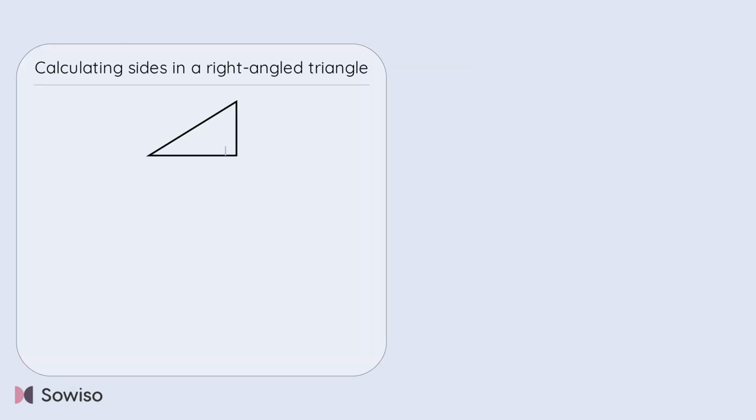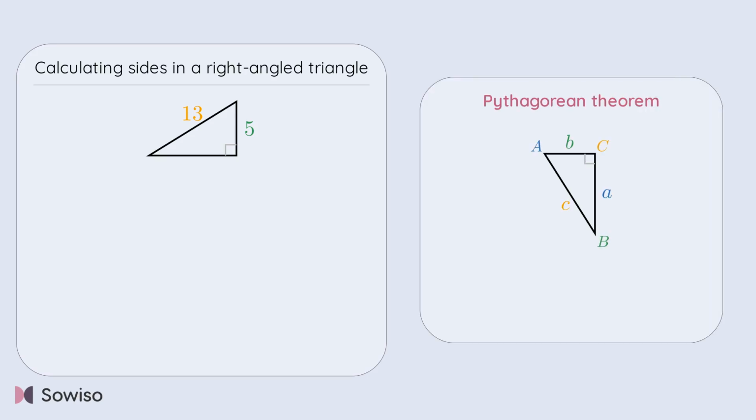Let's look at an example. In a triangle with a rectangular side of 5 and a hypotenuse of 13, we want to calculate the missing side. As we have seen in the Pythagorean theorem, in a right-angled triangle ABC with right angle C, we have a squared plus b squared equals c squared.